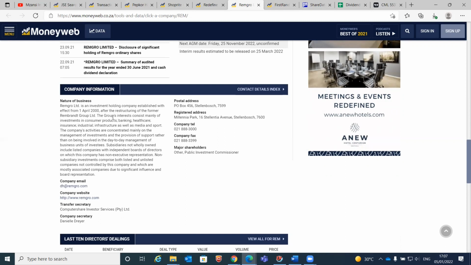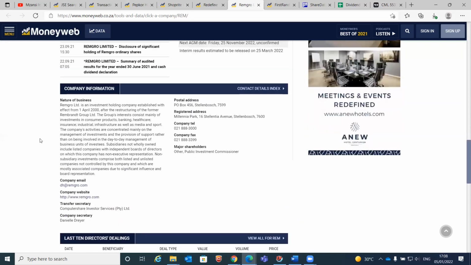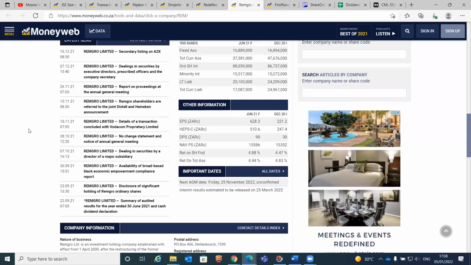So here we can see that this group interest consists mainly of investment in consumer product, banking, healthcare, insurance, industrial infrastructure, as well as media and sport. So this is a really diversified company. I'm happy to hold it. It's one of those companies that is able to generate profit year on year, just because they are diversified. If one sector is not performing well, it's possible that another sector is performing well.